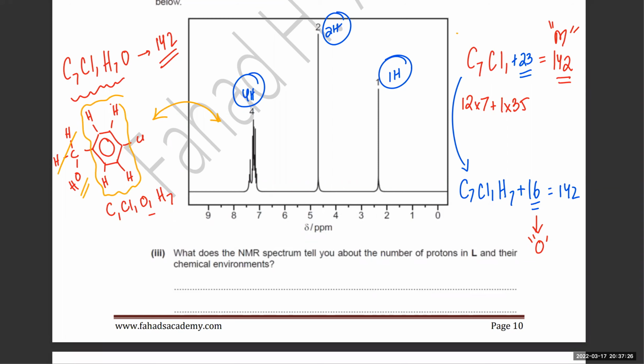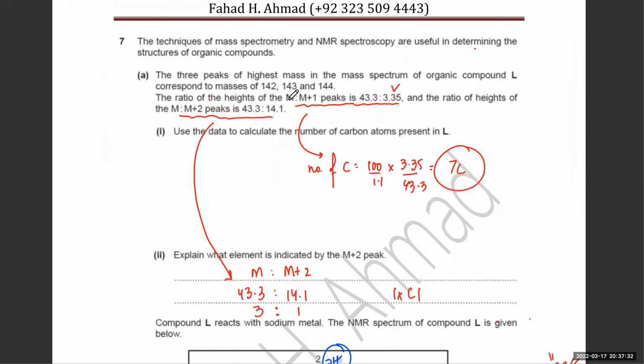Sir, can you review the previous parts of the question so I can link? The previous part was simple. You had the M+1 peak. What information do you get out of that? You figure out the number of carbon atoms, right? Clear?